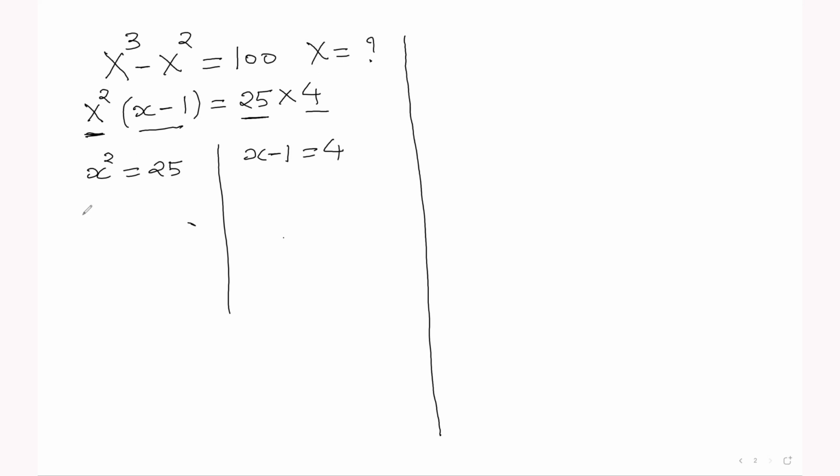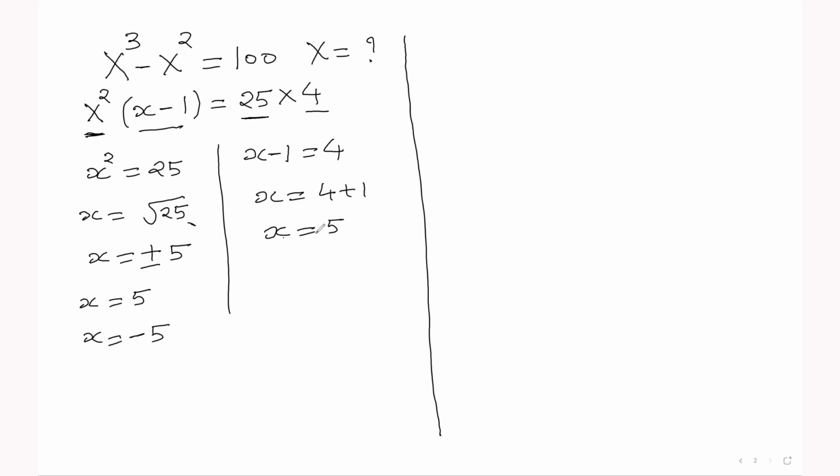If x square equal to 25, x will be square root of 25. So my x value will be plus and minus 5. So I've got two answers, x equal to 5 and x equal to minus 5. Now here, x equal to 4 plus 1, so my x value will be equal to 5. So we got an answer 5 here, and we got an answer 5 and minus 5 here.